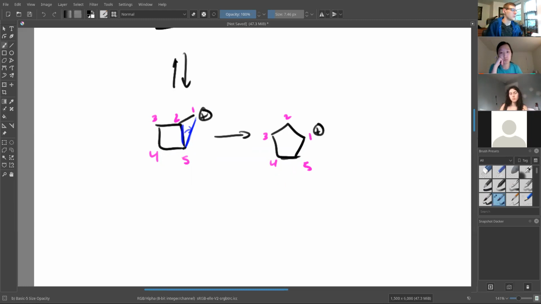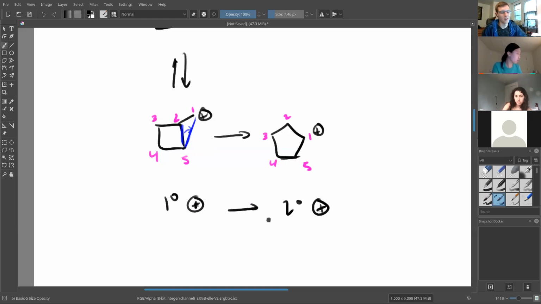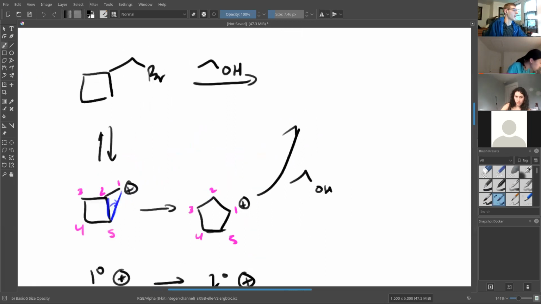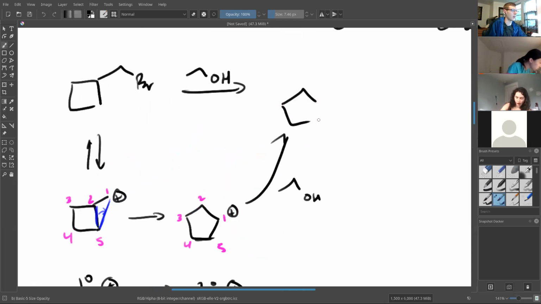So this is better, right? We went from this primary plus charge to a secondary plus charge. That's better, right? That's certainly better. And well, now we add the alcohol into the mix, and that's what we get at the end.